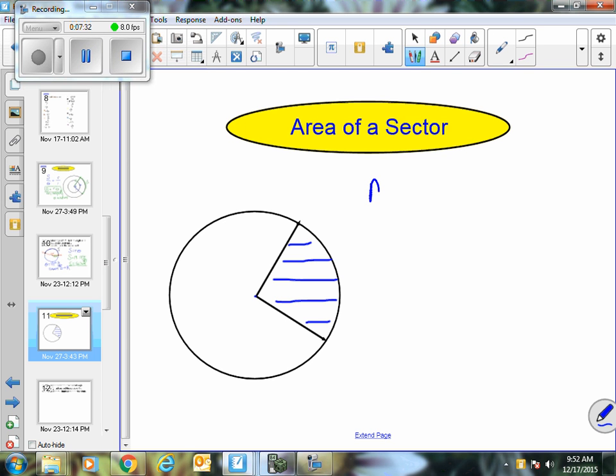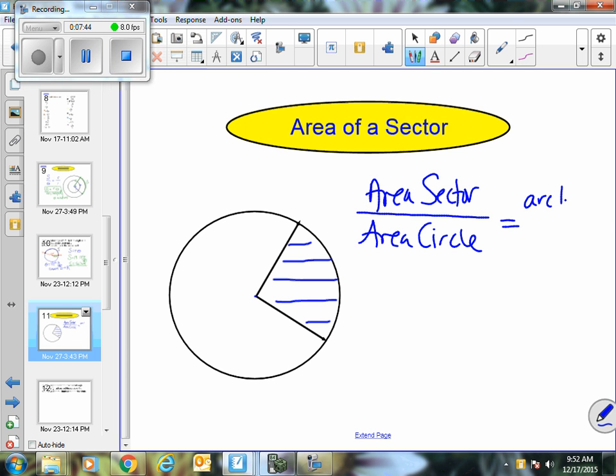So I'm going to set up a proportion using things I think I might know. I'm going to compare the area of the sector to the area of the entire circle. And then that's proportional to the arc length of the sector, so the length of the arc, to the entire circle all the way around. And what's that called? The distance all the way around a circle? Circumference.